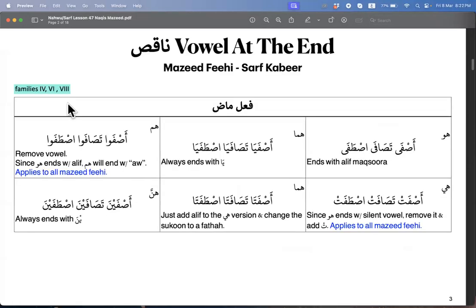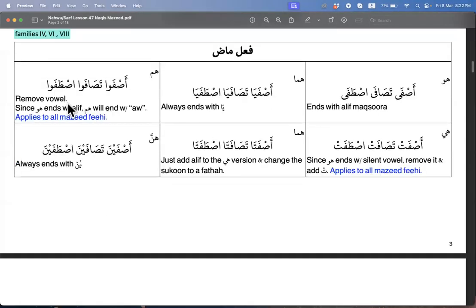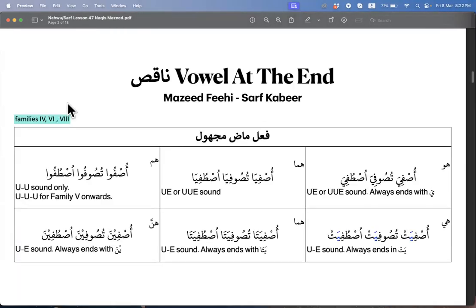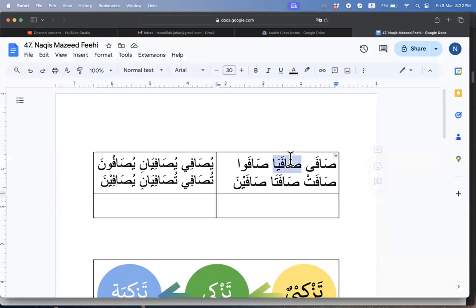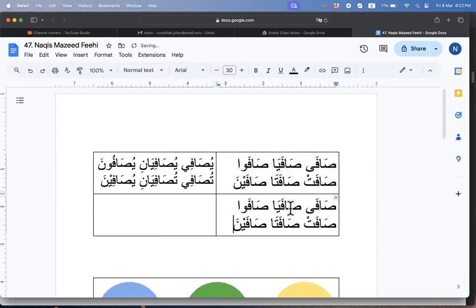Move on. So I've done Fil Madi with you. Majhool we haven't done. Let's do Majhool. So, Fil Madi Majhool. What's the pattern? Ui. Okay, so what does ui become? Fathah on the sad becomes sufi. Yes. So what happens to the alif?